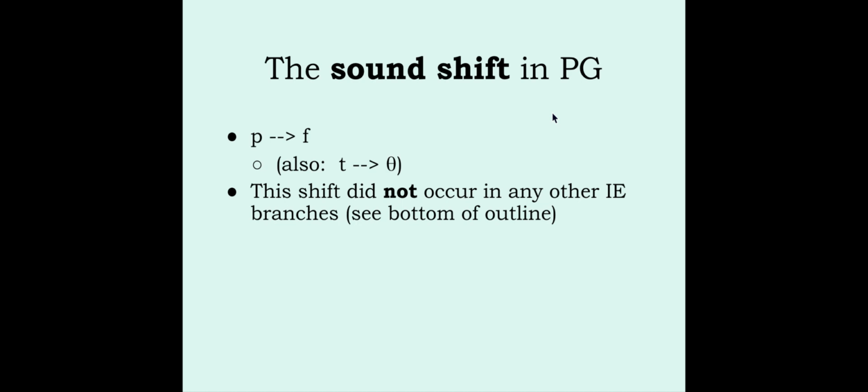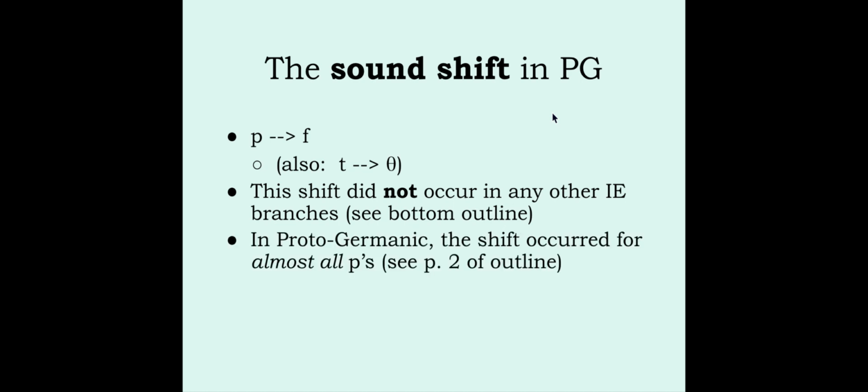Now notice this shift that I'm talking about in Proto-Germanic did not occur in any of the other Indo-European branches. And you can see this if you look at the bottom of the outline. On the left side, I've given you the Germanic words for father that start with F. And then I've shown you Latin and Greek and Sanskrit. In all those languages, the word for father starts with a P, right? So we can see that the Proto-Indo-European word started with a P, and these other languages kept that P. But for some reason, the Proto-Germans started pronouncing their P's as F's.